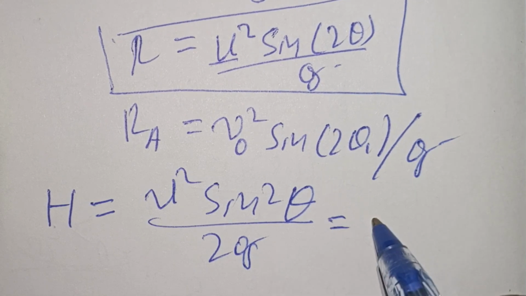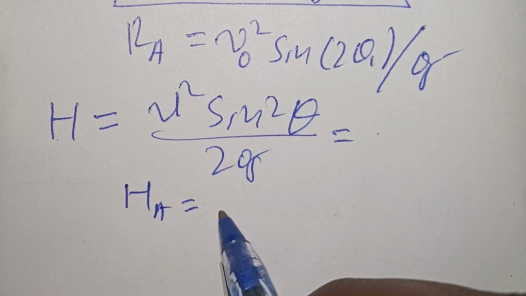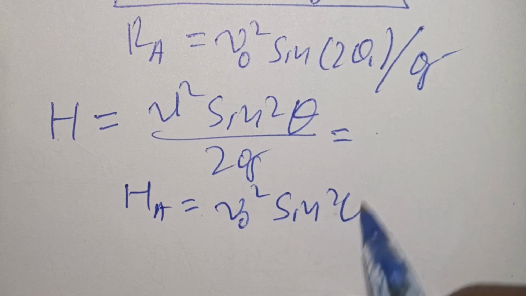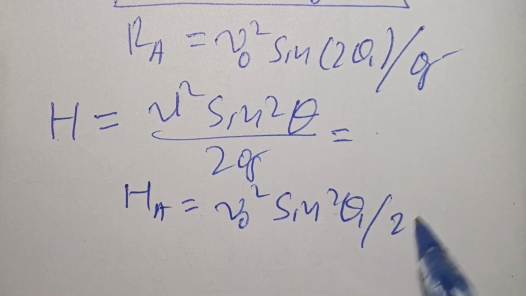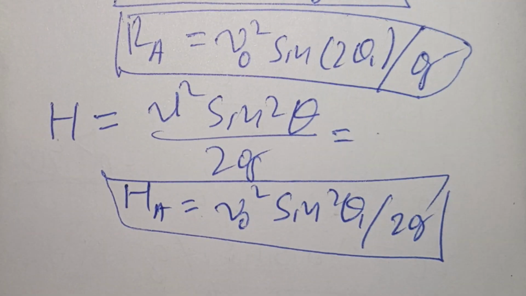So this is equal to, for ball A, the height of ball A is equal to v naught square times the sine square of theta 1 divided by twice g. So we have these two equations for ball A.